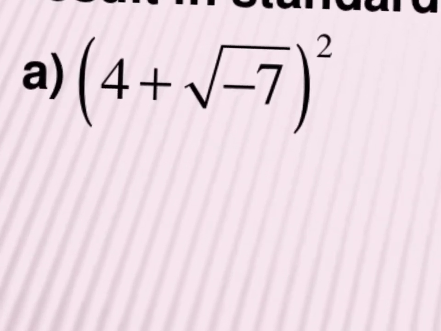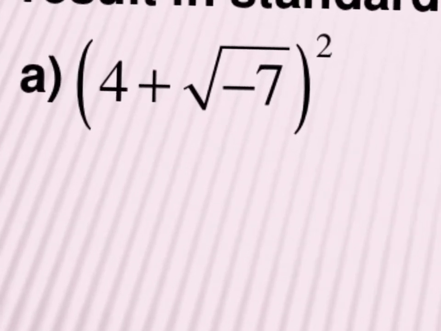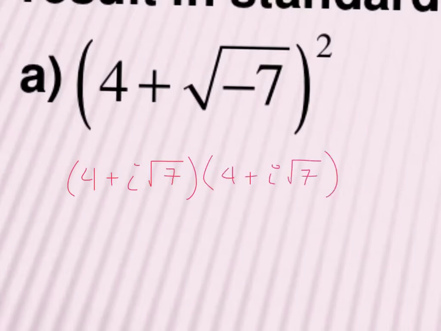So let's take a look here. Here I have a negative square root. I want to take out the i first before proceeding. So when I rewrite this, I'm going to rewrite this as (4 plus i root 7) squared. Okay, it's squared, so remember that's the binomial squared. I think it's easy just to express it like this and then go ahead and FOIL.